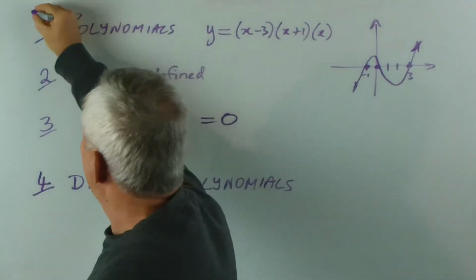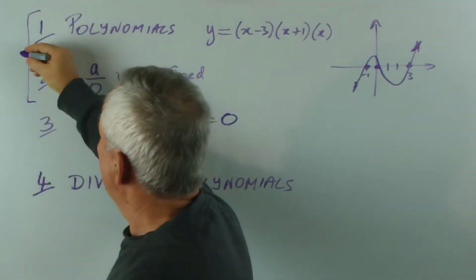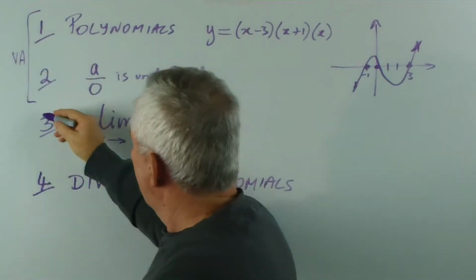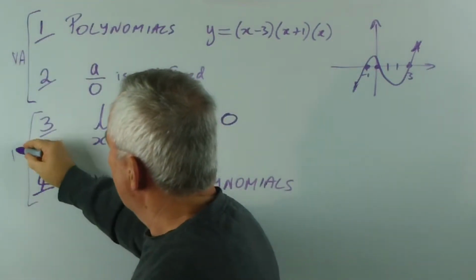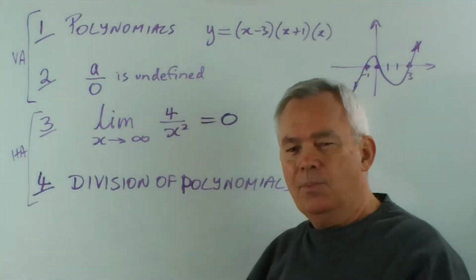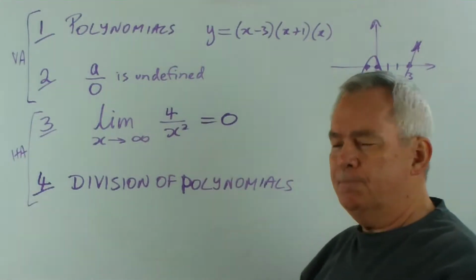These two are going to be very important for us to understand our vertical asymptotes. And these two are going to be very important to understand our horizontal asymptotes. So I'm going to erase this and we'll go through the procedures and understand what's going on.